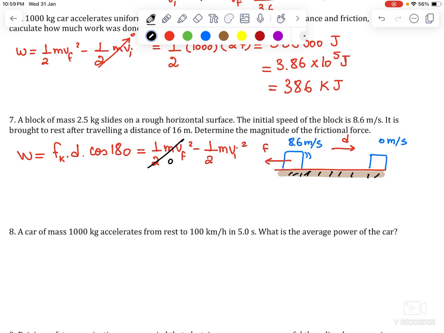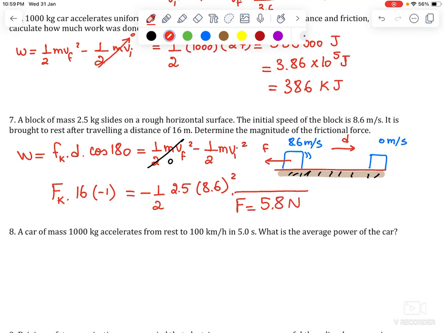So I will be left with the force of friction, Fk, I don't know, over the distance of 16 meters. Cosine of 180 is -1. And here I have -1/2 times the mass, which is 2.5, and the initial velocity squared was equal to 8.6 squared. Now I will simply just put it here as 5.8 Newton.